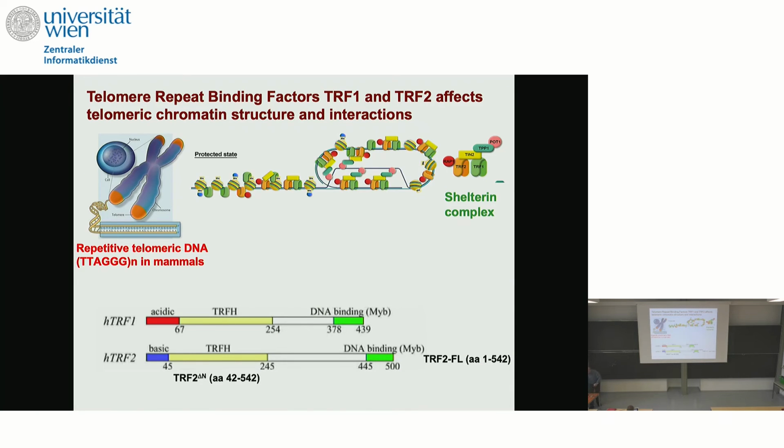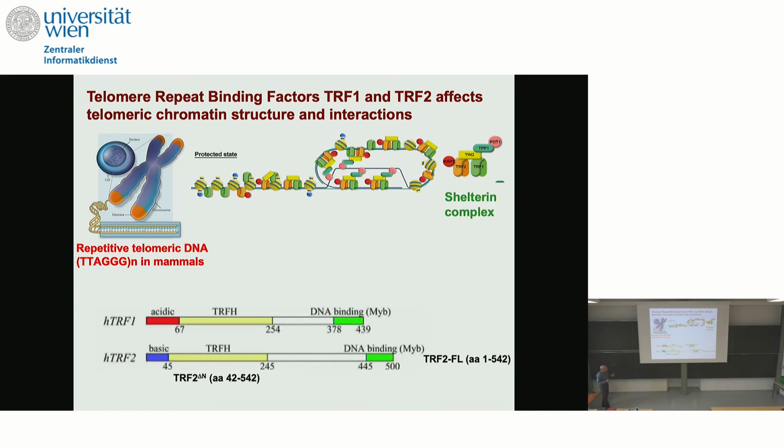Okay, so of course the telomere provides the protection of the ends of the chromosome, and crucial here is the sheltering complex, which is a complex of 6 proteins that provides the protective cap at the end of the chromosomes.